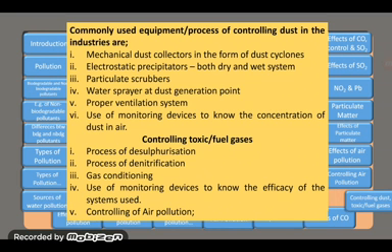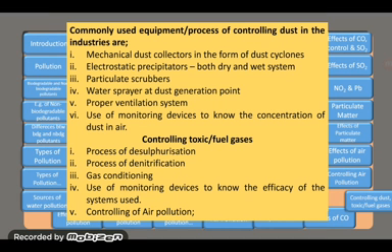Then lastly, the commonly used equipment or processes of controlling dust in the industries. You can control dust in the industry by using mechanical dust collectors, which are in the form of dust cyclones. Then we can use electrostatic precipitators, both dry and wet systems. We can use particulate scrubbers to remove some dust particles on fixtures or on some parts of the machines and the walls of the industries.